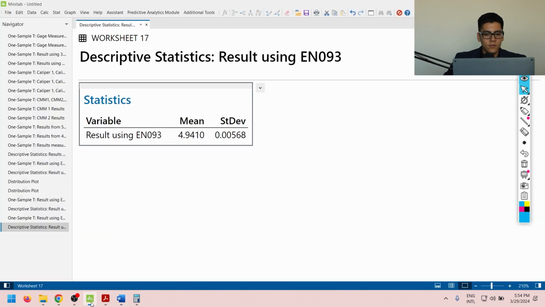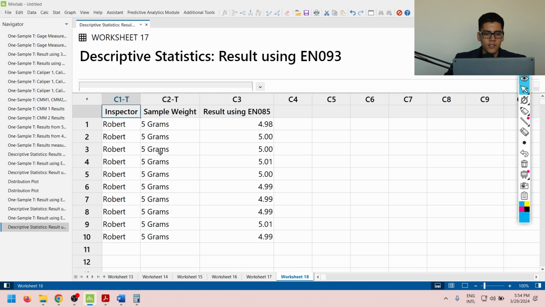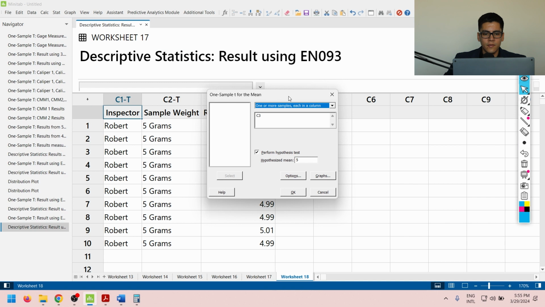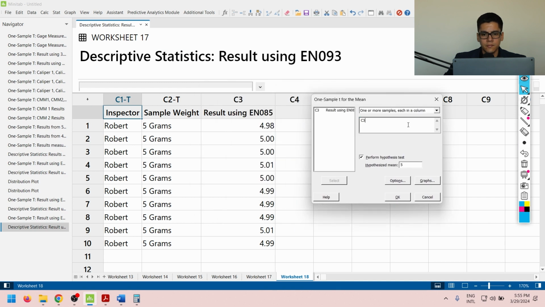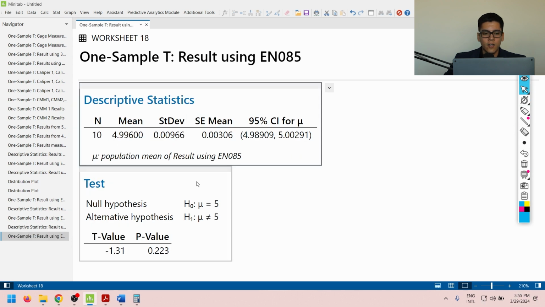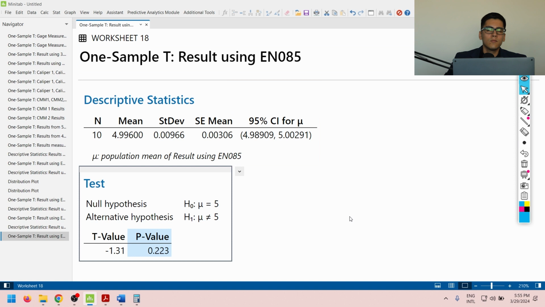Now I'm going to take this information, paste it over into Minitab, and determine if the system is biased or not. So I'll select C3, and I'll select a hypothesized mean of 5, and then we'll see our output. By this point, everyone should be familiar with whether there is bias or there is no bias. So I will take a second right now. Please write down your answer.